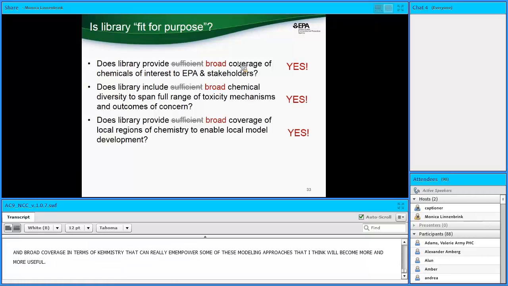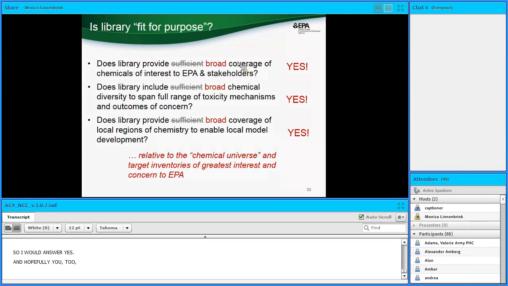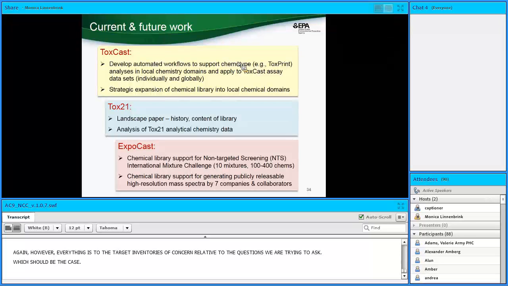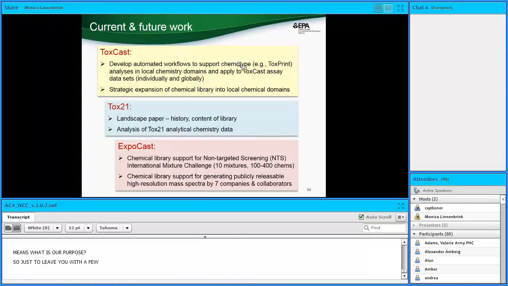So I would answer yes, and hopefully you've been convinced as well. Again, however, everything is relative to the target inventories of concern, relative to the questions we are trying to ask, which it should be the case. Is it fit for purpose means what is our purpose?